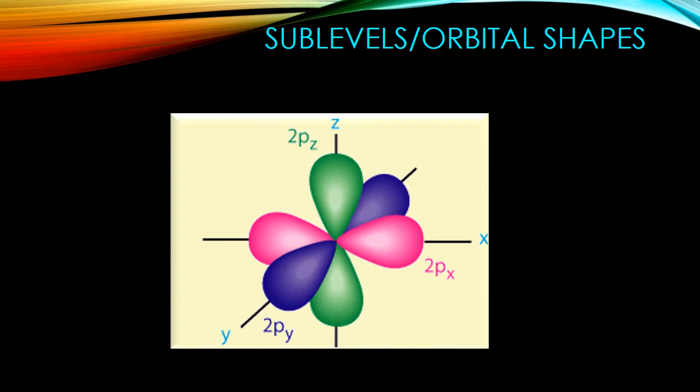What does this 2 in the front stand for, by the way? Does anybody remember? Yes, that is your energy level. The P is your type of apartment. The 2 is your apartment's floor. Or if we're going to talk more specifically like a chemist, the 2 is your energy level, and the P is your orbital shape, or your sublevel.